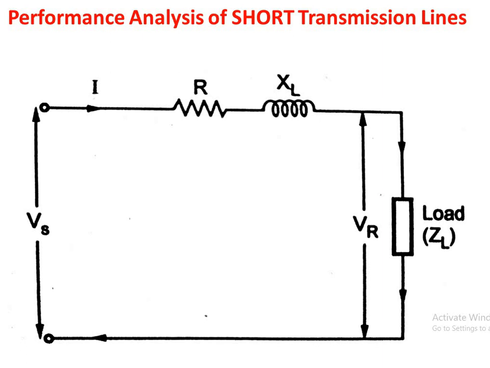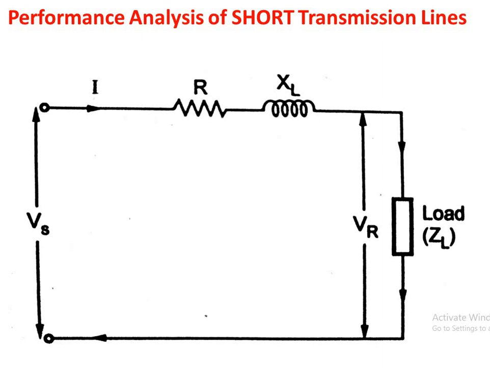VS is the sending end voltage, that is the generated voltage. And here I is the load current. R is the loop resistance, that is, the resistance of both conductors, and XL is the loop reactance. VR is at the receiving end and VS is at the sending end, both having power factors: VR has cos phi R and VS has cos phi S. Just observe here, this is the equivalent circuit of a single phase short transmission line. Three phase is converted into single phase.